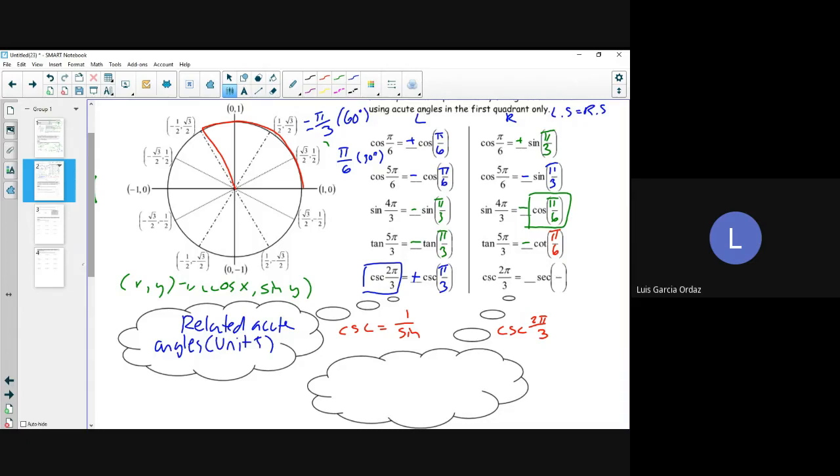Root 3 over 2. Okay, so if sine is root 3 over 2, what would cosecant be? 2 over root 3. And then therefore it would be 2 root 3 over 3. Yes, 2 root 3 over 3.